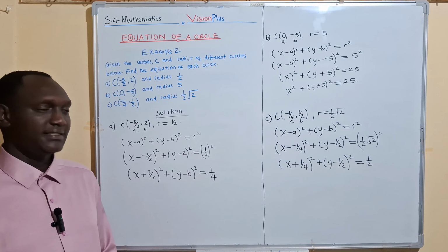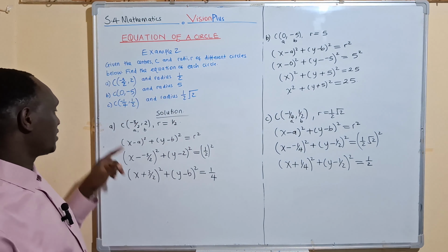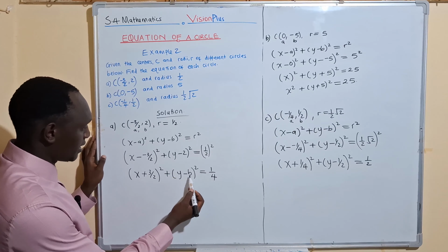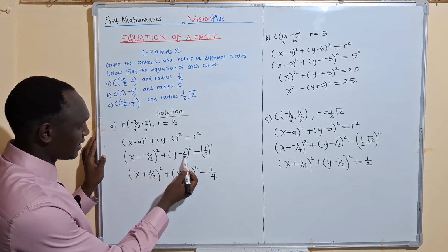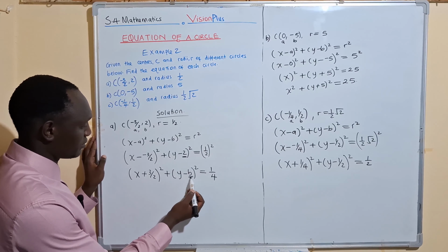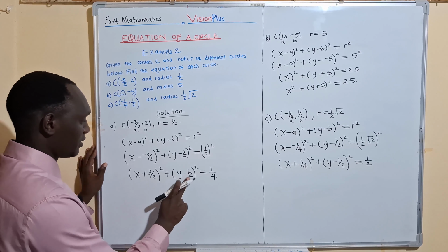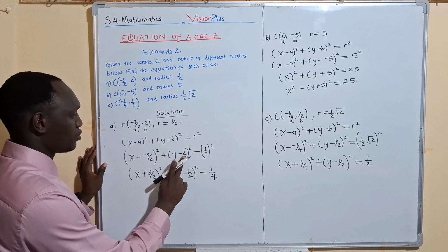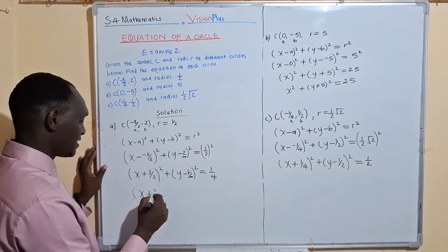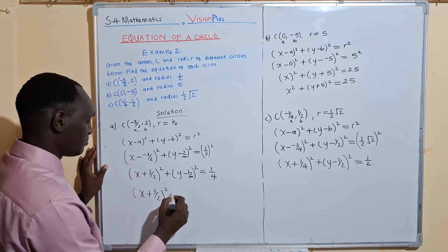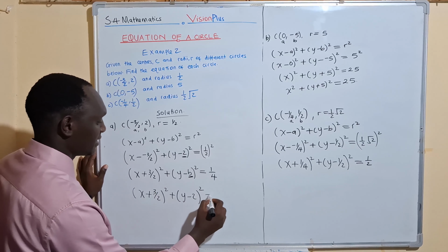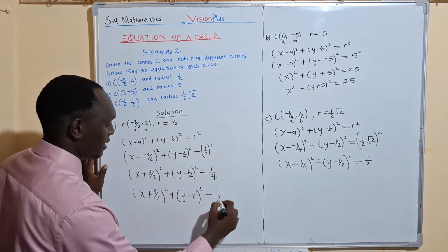Yes, I have realized a mistake. If you look at our part A here, this side here, we had already substituted for b as 2. So here, I don't expect to see b again. So here instead would be 2 because b was 2. So the correct answer is x plus 3 out of 2 squared plus y minus 2 squared, and then equals to, how we squared is 1 out of 4.